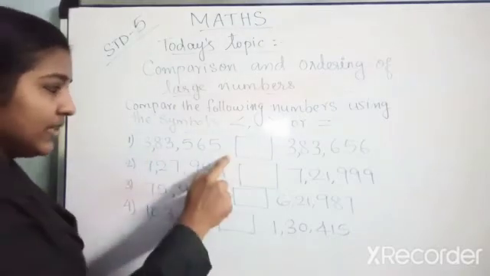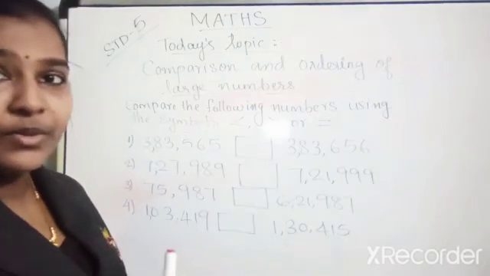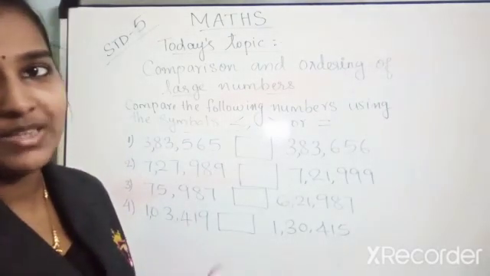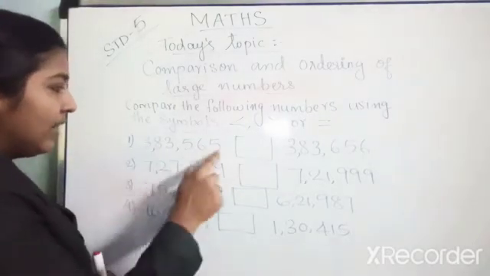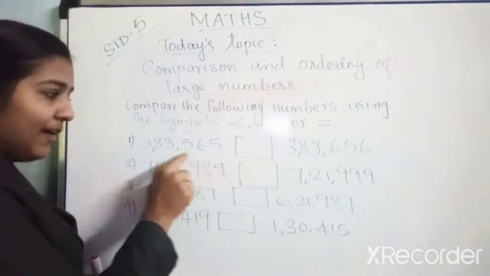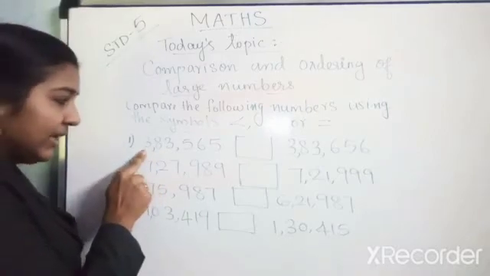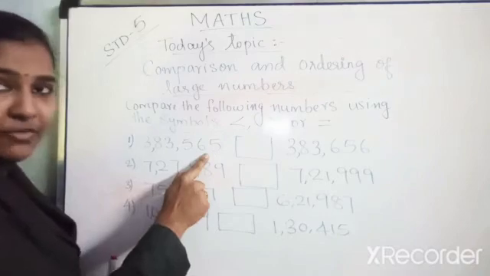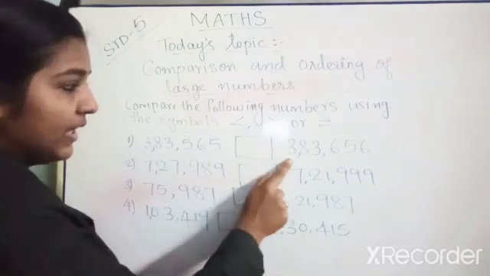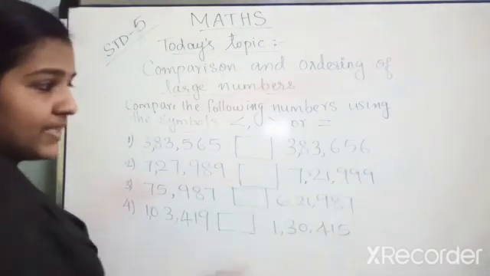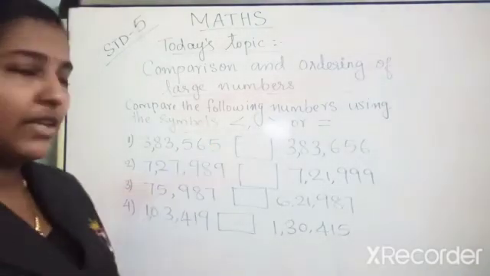Now look at this number. Here we are not going to discuss 2-digit or 3-digit numbers. Here we are going to discuss large numbers. First you read this number. After 3 digits a comma, then after 2 digits another comma. So it's 3,83,565. Then 3,83,656. Among these numbers, which is the greatest one? You check which symbol we can put here.